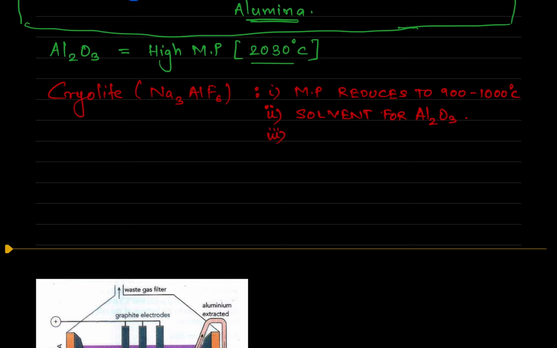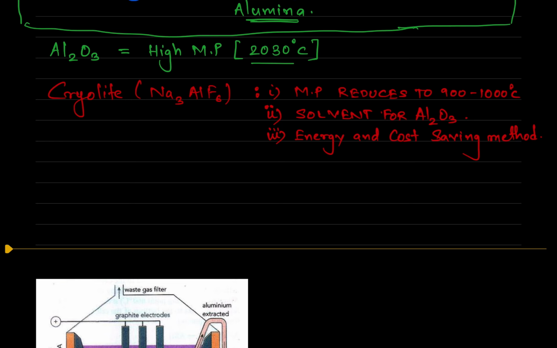Okay, and the third is that because you're using a low temperature, you're saving on energy, and because you're saving on energy, obviously this is an energy and cost saving method. Okay, because energy is saved, obviously you need not put more money into it, and therefore even your cost of making aluminium is reduced. Okay, so these all are the advantages of using cryolite.